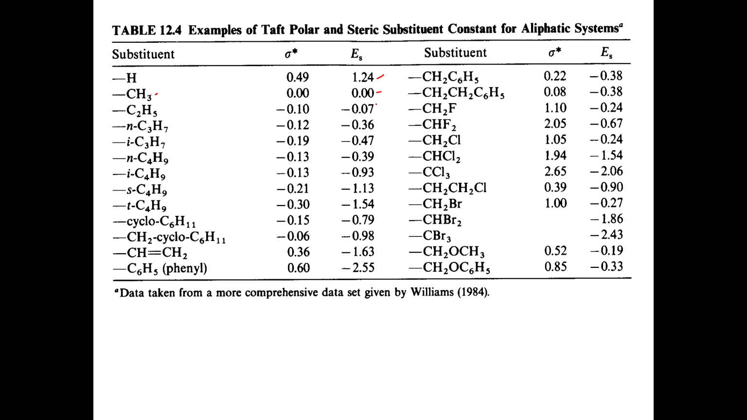So methyl is 0, ethyl is minus 0.07. Then you get to propyl, minus 0.36. You get all the way down to a benzene ring, it's minus 2.55. So that's the largest of the groups we're looking at here. Here's another fairly large one, the trichloromethyl substituent has an ES value of minus 2. So these values make sense in terms of the polarizability and polarity effects and the steric effects.